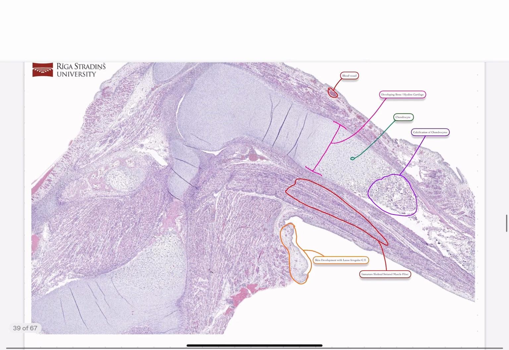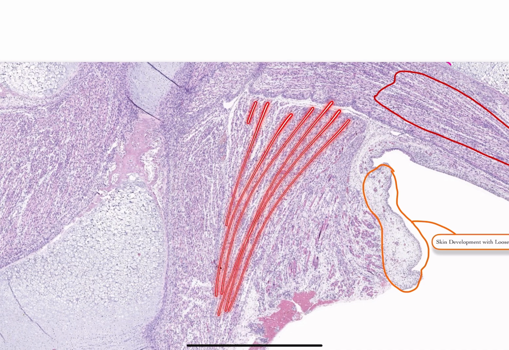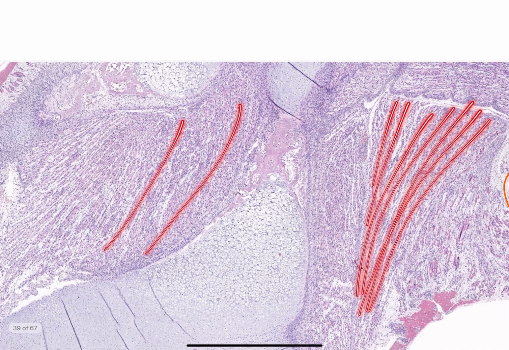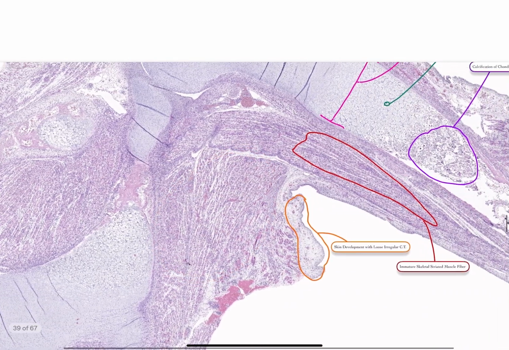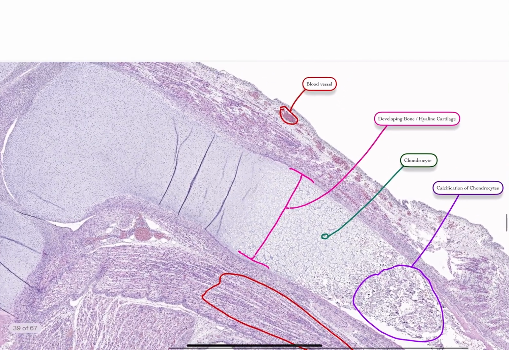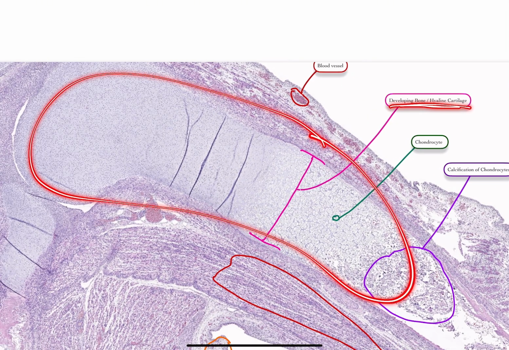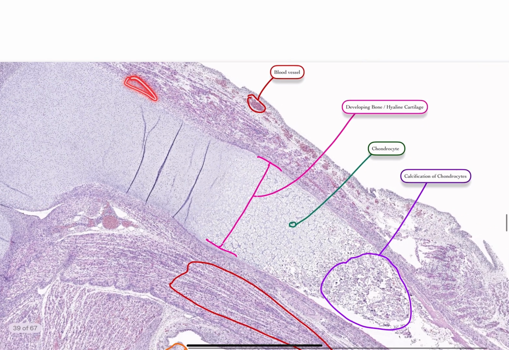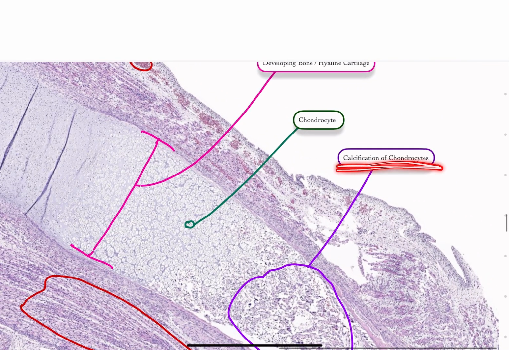Here you can actually see those lines of the immature skeletal striated muscle fibers more closely. You can see it here as well. See how they form these longitudinal sections? Those are very characteristic of muscle fibers. Here instead we have the developing bone or hyaline cartilage, this entire thing, the perichondrium which surrounds it, right? And then we have the chondrocytes, and then calcification of chondrocytes.